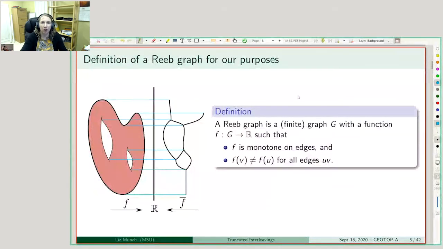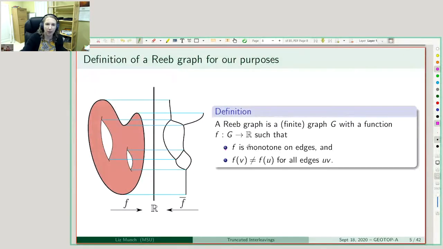Right, okay, so for everything that I'm going to talk about here, I'm just going to take as my input data the Reeb graph itself. I'm not going to worry for the majority of this talk about the original topological space that I started with. When I'm talking about Reeb graphs, I'm just going to treat them as their own objects. So a Reeb graph is a finite graph G with a function which behaves with all the properties that we would have gotten if we got this from, let's say, a Morse function on a manifold.